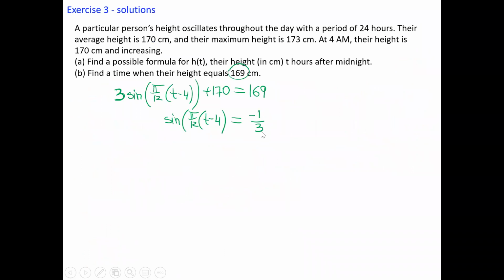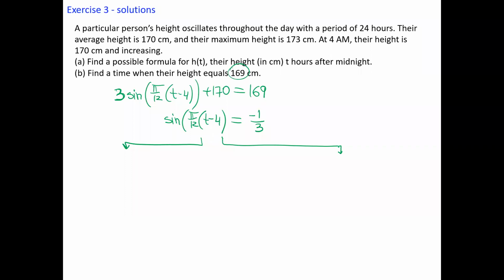But 1/3, unfortunately, is not a value from the unit circle. Well, we have to use the inverse, okay? That means we definitely know that the function sine is negative in the third quadrant and in the fourth quadrant. We will have two solutions, and it's right. We need t sub 1 and t sub 2.